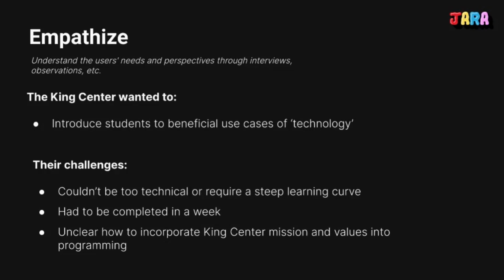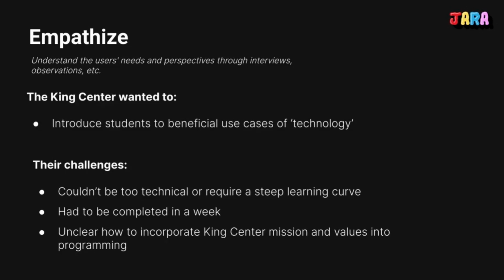But as it relates to the King Center, this is a pretty broad sentence, but the King Center simply wanted to introduce students to beneficial use cases of technology. That sounds great, but it's pretty broad and I wasn't too clear of what that actually meant for them.